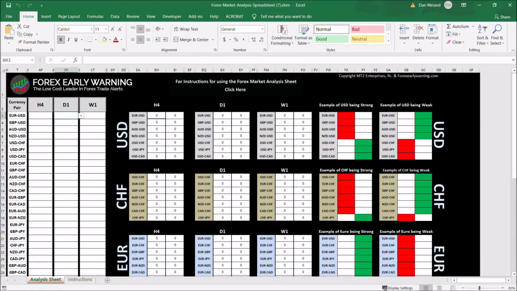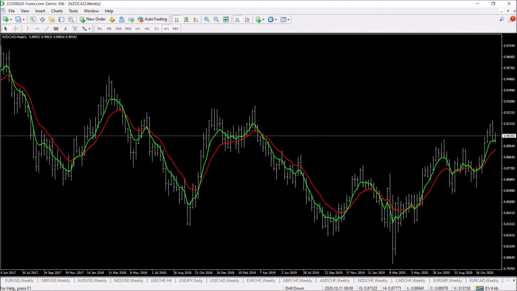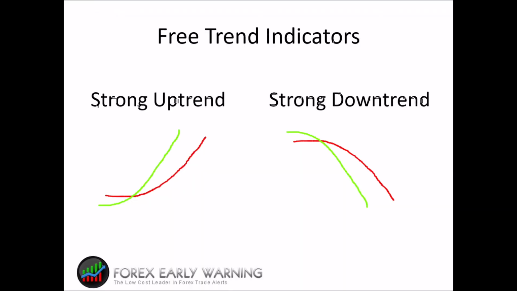Same on the daily, up, down, or no trend. And once you choose that selection, it'll autofill this center section and tell us what is going on in that individual currency. So let's go to the charts. Here we have the EURUSD, and we're going to be looking at the far right of the screen. And what are we looking for? That's the question everybody asks. We are looking to see what the direction of that trend is.